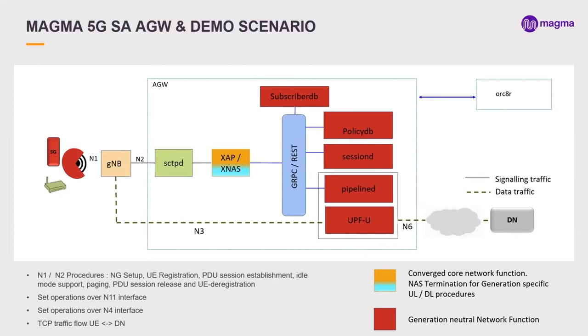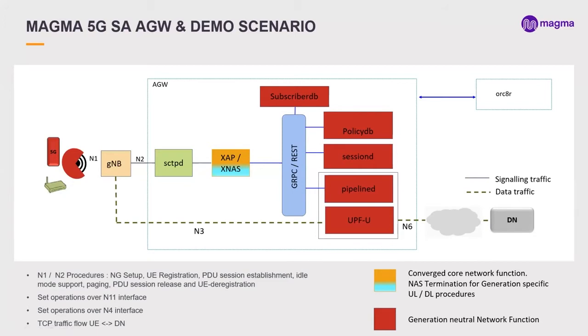The subscriber DB handles the addition of the subscribers, and the QoS policies are part of the policy DB. SessionD handles the equivalent of SMF functionality. Of course, it will also handle the 4G related session management. And PipelineD is the control function of the fast path. And the orchestrator is going to configure the subscribers on the subscriber DB.